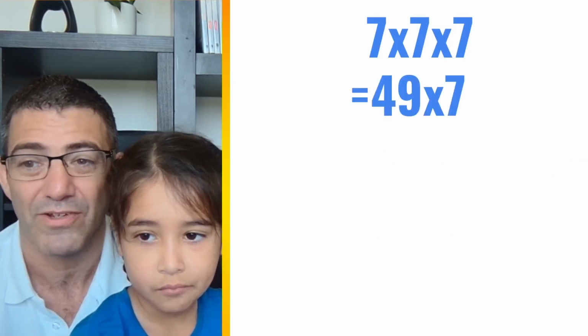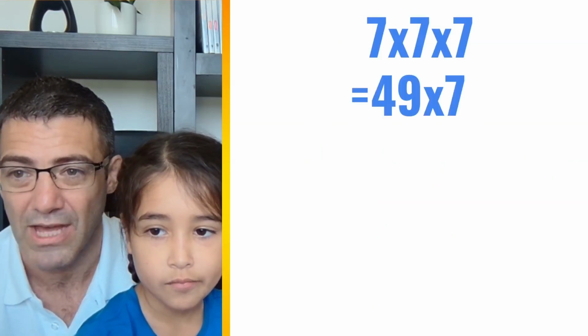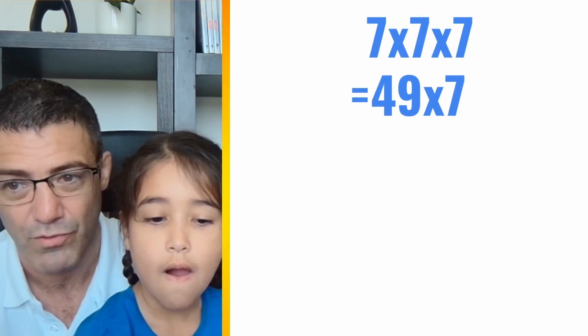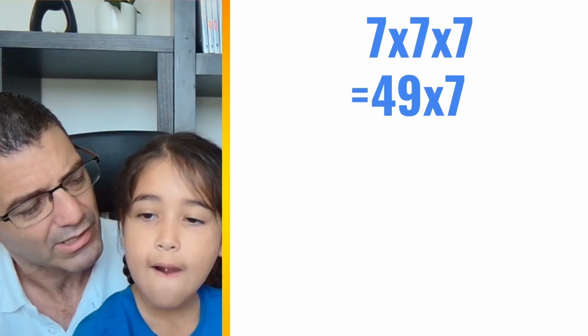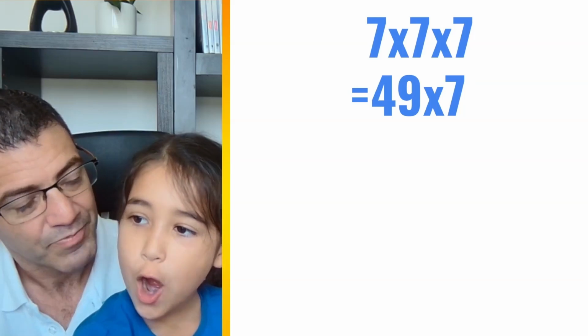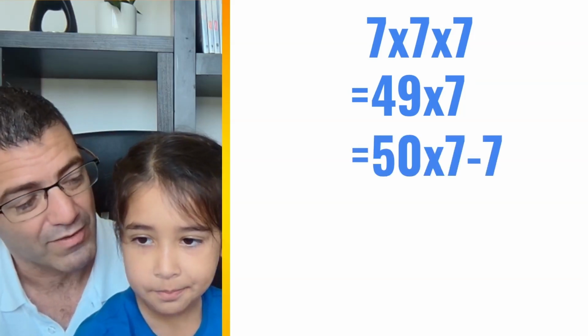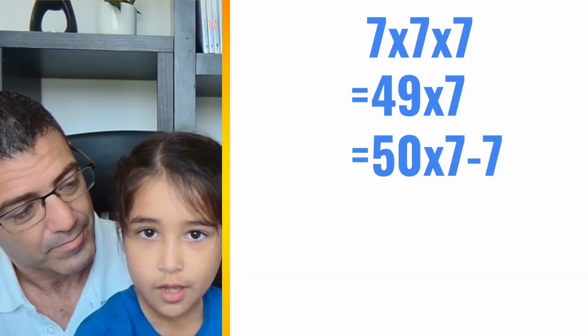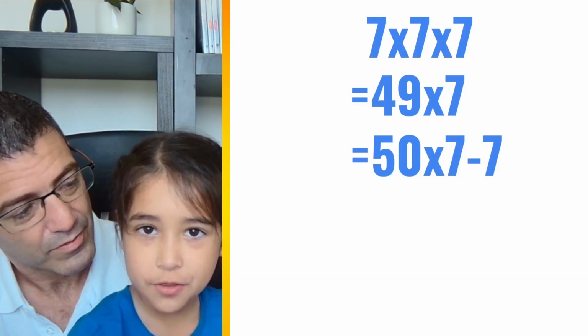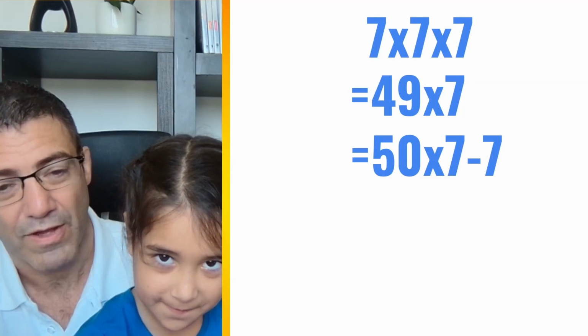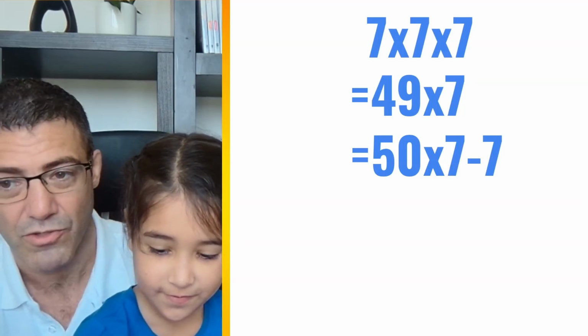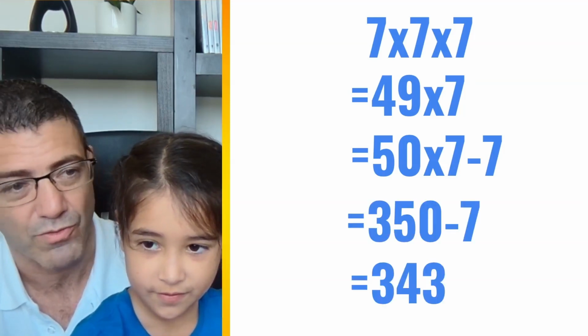That's the first one of the tricky cubes, I think. Then 7 times 7 times 7, 49 times 7. There is an easier way to do that rather than 9 times 7 and 40 times 7. Is that what you did? That's the hard way. Super hard. You could do 50 times 7. What's 5 times 7? 35. So 350. 50 times 7 is 350. 350 minus 7, which is 343.